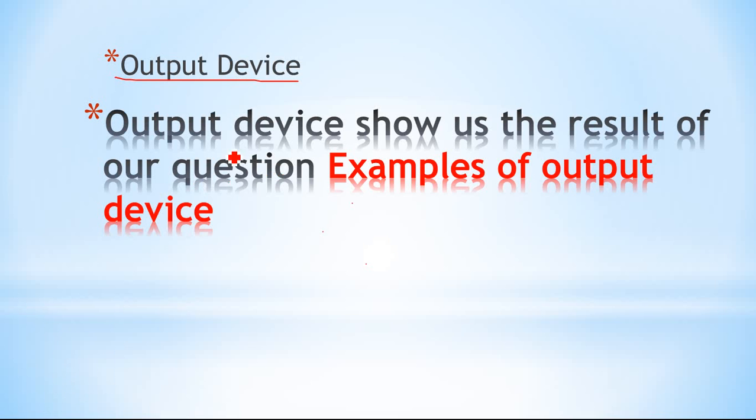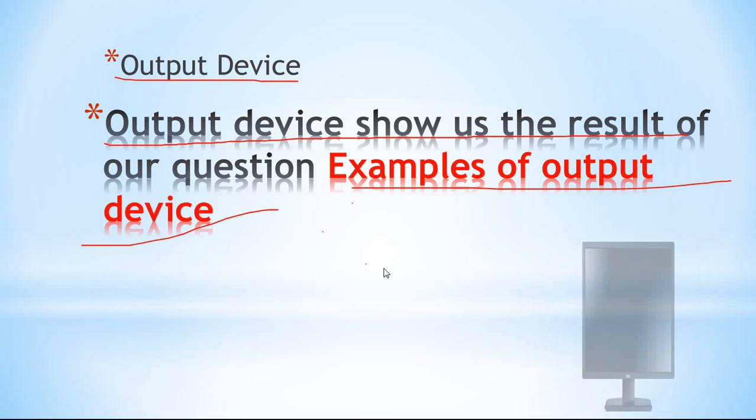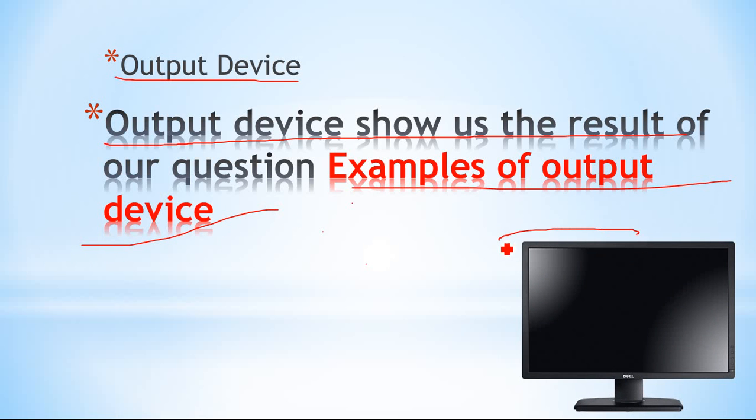Now it means that the output device shows the result of our question. An example of an output device is the monitor. What is a monitor? The monitor is the screen in the desktop computer or in the laptop computer too. When we write our question there, it will process in the CPU. From the CPU, our answer will come and show us on the monitor.